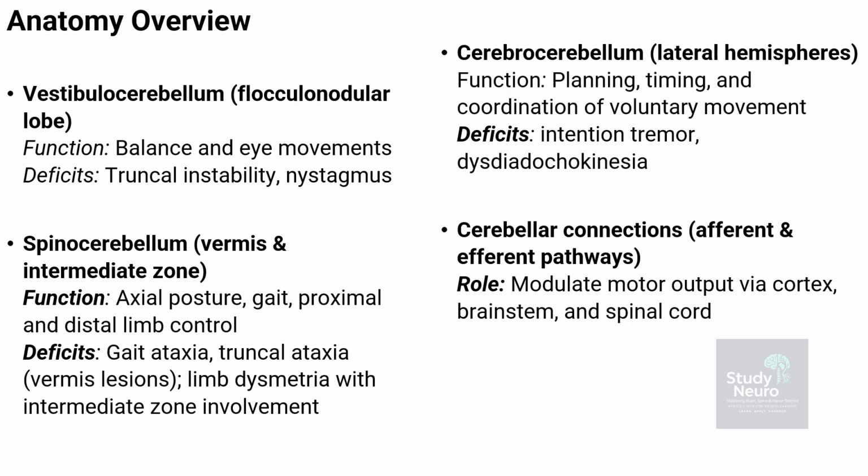The cerebrocerebellum, which comprises the lateral hemispheres, is involved in planning and fine-tuning voluntary movement. Damage here results in classic limb ataxia, including dysmetria, intention tremor, difficulty with rapid alternating movements, and a characteristic scanning dysarthria. Importantly, cerebellar dysfunction alters motor coordination without causing true weakness or sensory loss. This reflects the cerebellum's extensive connections with the cerebral cortex, brainstem, and spinal cord, through which it modulates motor output rather than generating force itself.